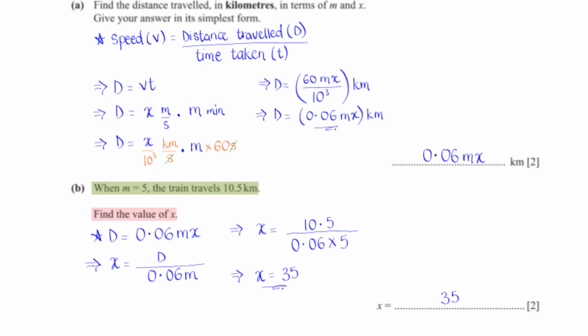When m is equal to 5, the train travels 10.5 kilometers. Find the value of x. So we know that d is equal to 0.06mx. So when we make x the subject, we have d divided by 0.06m. We've been told that m is equal to 5 and d is equal to 10.5 kilometers. And so when we type this into the calculator, we get x equals 35.